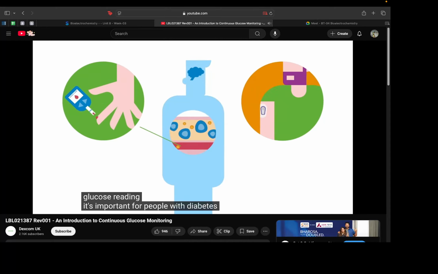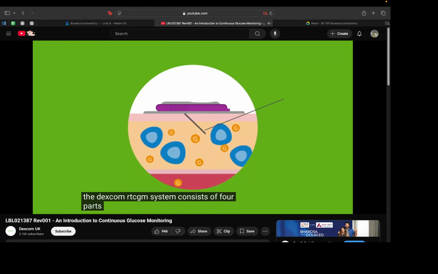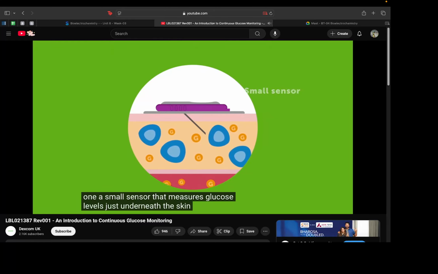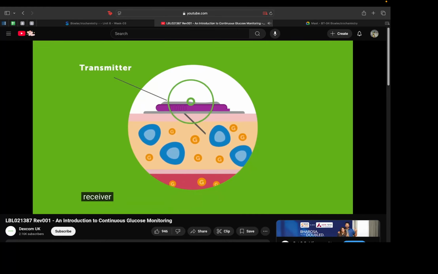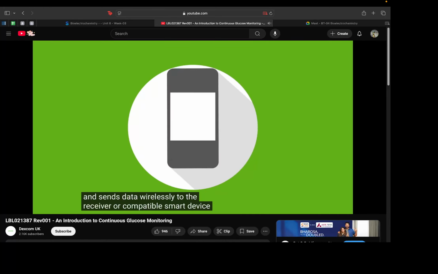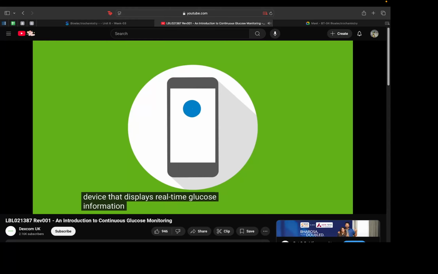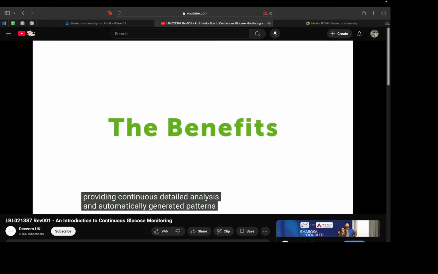It's important for people with diabetes to understand that these two readings will rarely be exactly the same, as the glucose within the body is constantly moving. The Dexcom RT-CGM system consists of 4 parts. 1. A small sensor that measures glucose levels just underneath the skin. 2. A transmitter that fits onto the sensor and sends data wirelessly to the receiver or compatible smart device. 3. A small receiver or compatible smart device that displays real-time glucose information. 4. Software for data interpretation, providing continuous detailed analysis and automatically generated patterns.